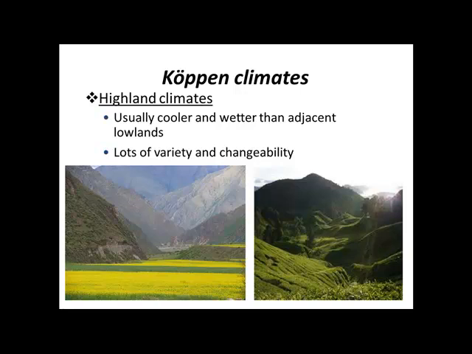The last type of Köppen classification system that I wanted to just touch on are called the Highland climates. And these climates are literally when you go upwards in altitude. They're usually cooler and wetter because as you go upwards, clouds form and precipitation occurs. Also, as you go upwards, temperature decreases. So they're cooler and wetter than the adjacent lowlands. And they're marked by a lot of variability, and they're also very changeable because they have a lot of different temperatures and precipitation occurring here that can change very quickly throughout a day and throughout the year.